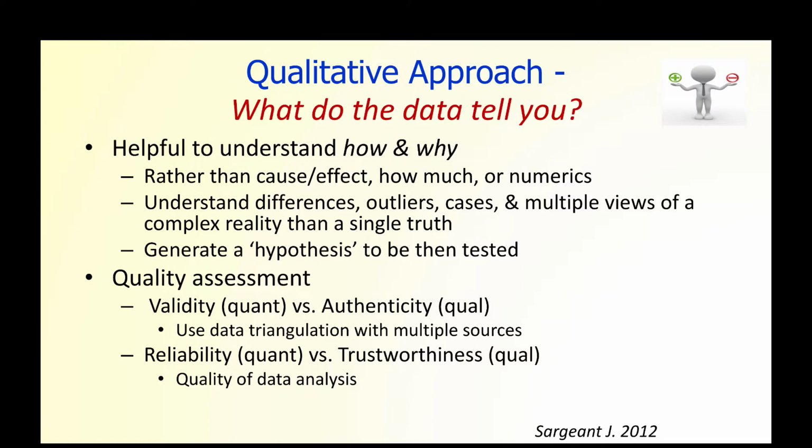In general, our goal is to generate a hypothesis that can then be tested. The data can also be qualitatively assessed, whereas in quantitative measures, we're really looking at validity. In qualitative methods, we're looking at authenticity. And oftentimes, this requires data triangulation with multiple sources to really identify whether information is truly authentic or an outlier. Again, reliability is a way of assessing quantitative data, whereas trustworthiness is what we really look for with qualitative data and looking at the quality of the data analysis.